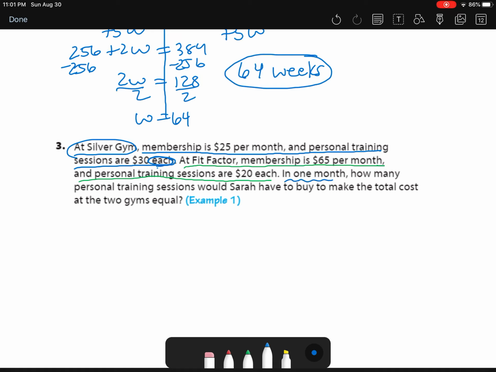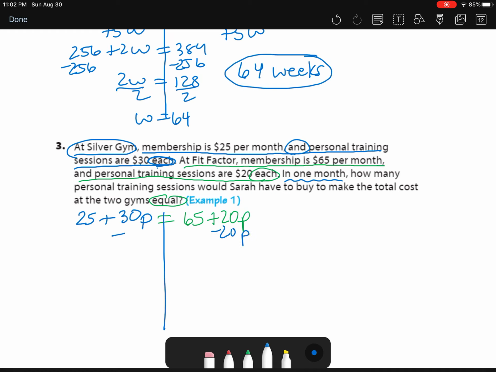But then the question says in 1 month. So it's $25 per month. So that's going to be 25 just for that 1 month. And that means plus, you've got to pay 30 each per training session. So 30 each for the personal training session. And then at Fit Factor, you've got to pay $65 a month just for that 1 month, but then you're paying 20 each for the personal training. And of course, how many personal training sessions to make the total cost be equal? So we put an equals in between and we solve.